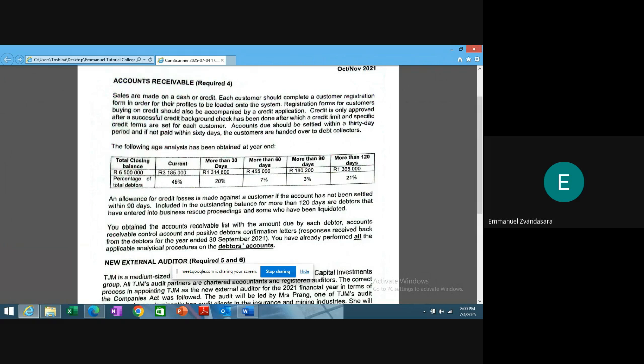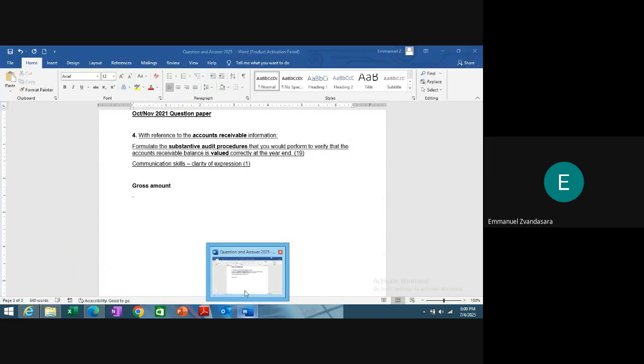Then, if you look at it, they've also given an allowance for credit losses, meaning that in another section we're going to deal with procedures for the allowance for bad debts or allowance for doubtful debts. Okay, so let's start dealing with the gross amount. We should be quick.